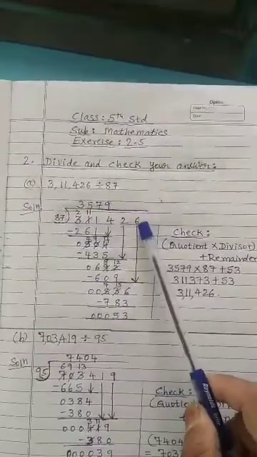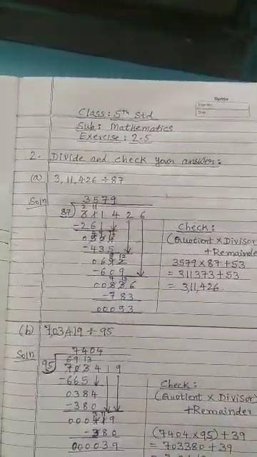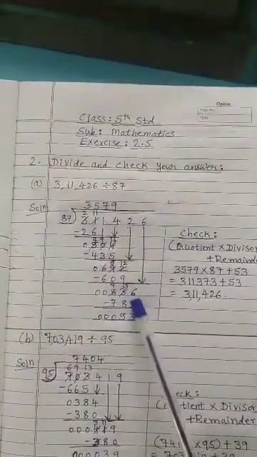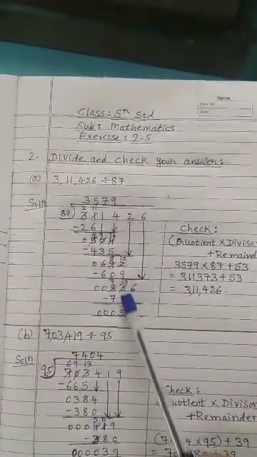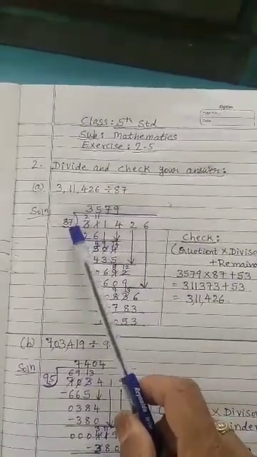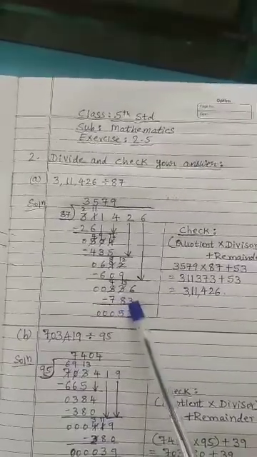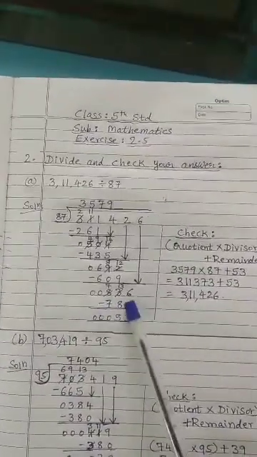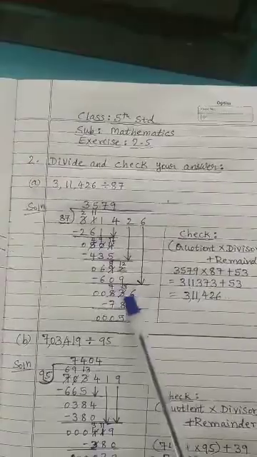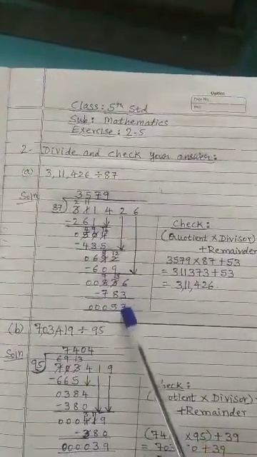Further, your last digit 6 you have to bring down. Now it is 836. Now 836 is greater than 87, so you can divide. 87 9s are 783. Put a subtraction sign. Below 836 you should write 783. 6 minus 3 is 3.